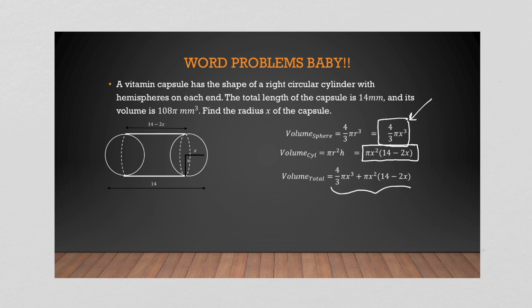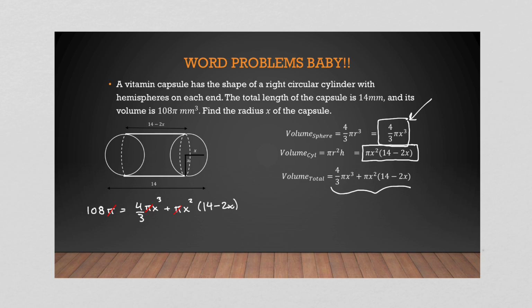So if you work out this equation, your total volume given is 108 pi, okay, and that is equal now to 4 over 3 pi x cubed, and in this case x is our radius, that's what we want, and then plus pi x squared times 14 minus 2x. Now, if you notice, you have a common factor of pi in both values and in the solution, so you can just cancel out the pi, and it just makes life a little bit easier. By pi, by pi, by pi.